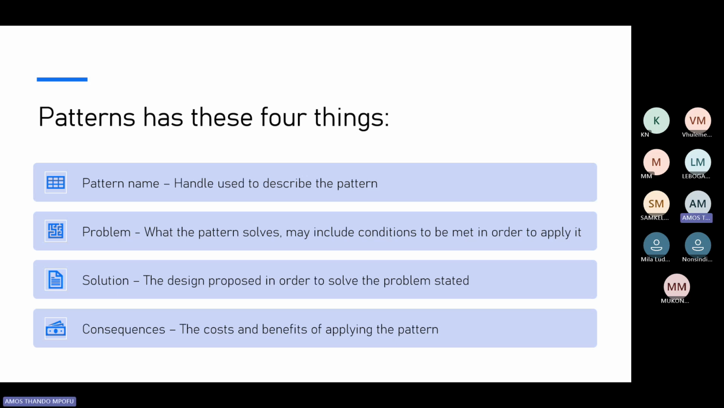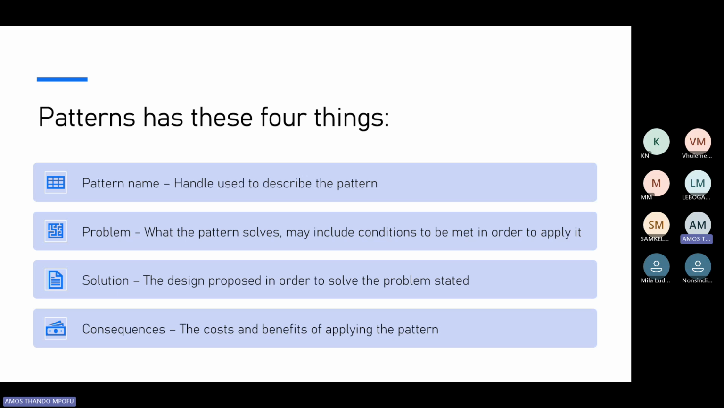Then we have the solution. So that design pattern also has a solution that proposes a design that solves the problem. Remember, we use UML to solve this. Even though it might be UML, at the end of the day we're still going to implement it in Java, but it starts as a UML design. So the solution is the design proposed in order to solve the problem stated, which is what each design pattern has. It has a pattern name, the problem that it tries to solve, and the solution that it proposes in order to solve a problem like that.